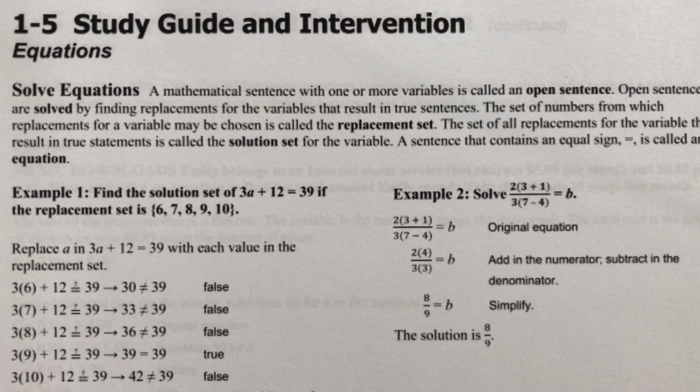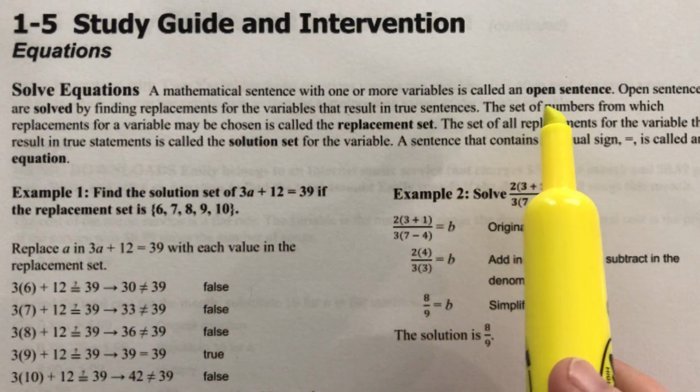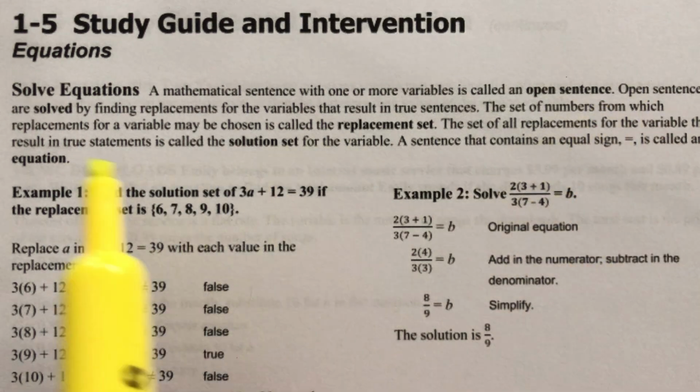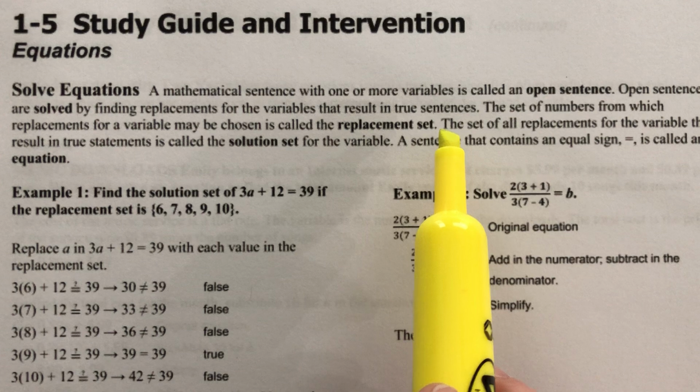So this is lesson 5 in chapter 1, and we're talking about equations. We're just getting into more solving equations and the idea of them. Here it says a mathematical sentence with one or more variables is called an open sentence. Open sentences are solved by finding replacements for the variables that result in true sentences.